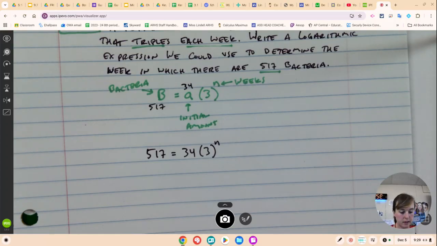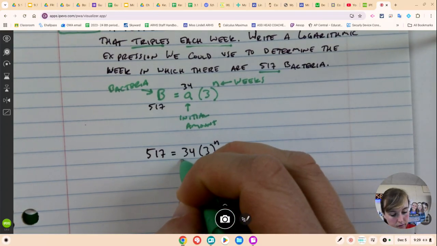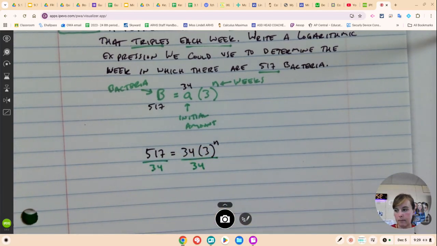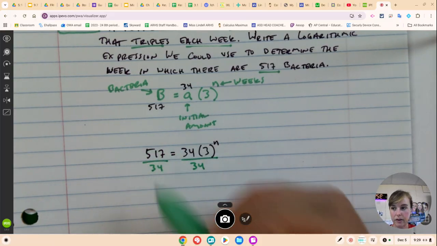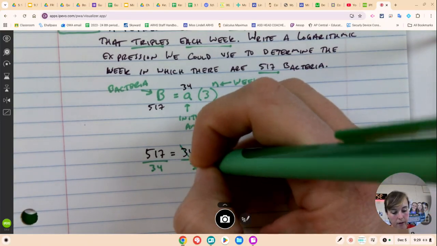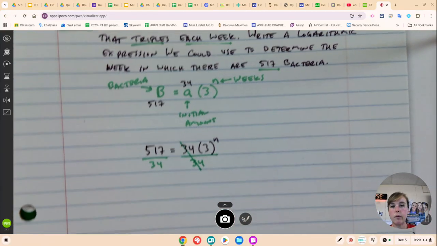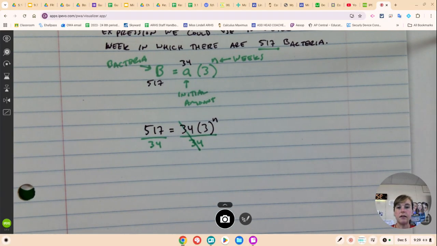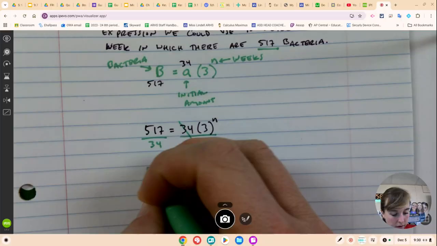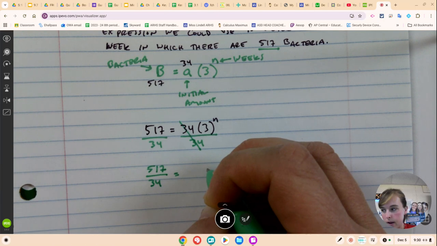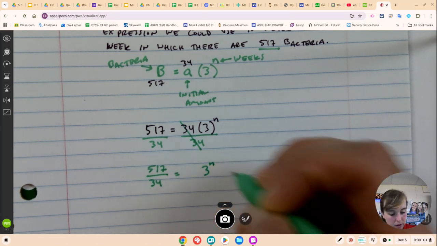All right, so the first thing that I would do to solve this is divide by 34 on both sides. I'm just going to leave this as 517 over 34. It's probably some decimal, but we don't really need to know that at the moment, because eventually we're going to end up using a logarithm anyways and putting something into the calculator, because I doubt this is a nice, easy, even number of weeks. Okay, so anyhow, now we have 517 over 34 equals 3 to the n.